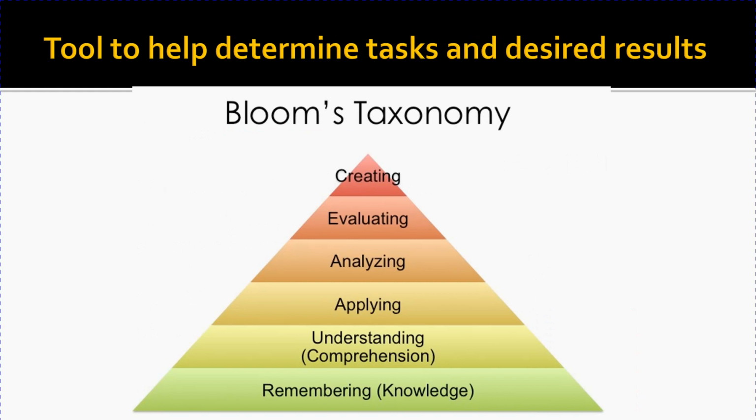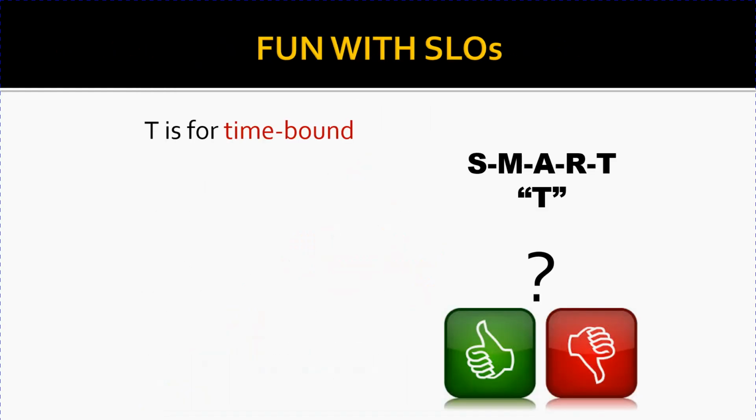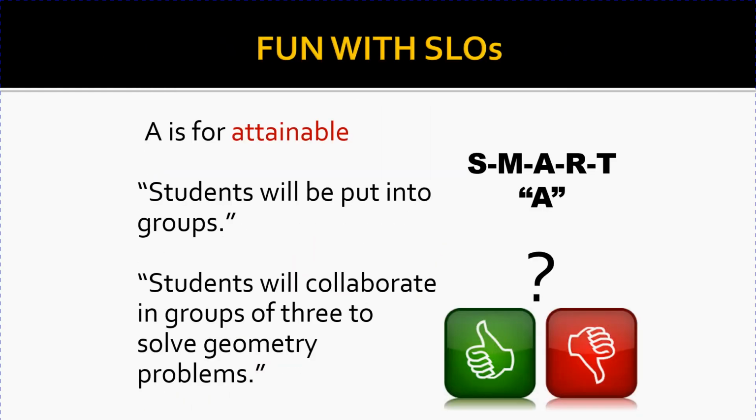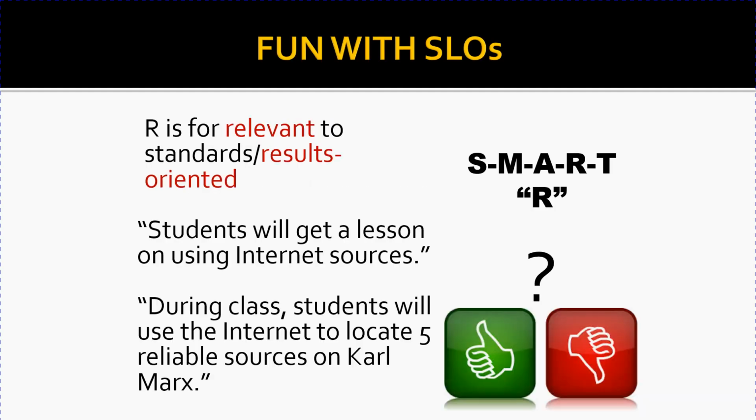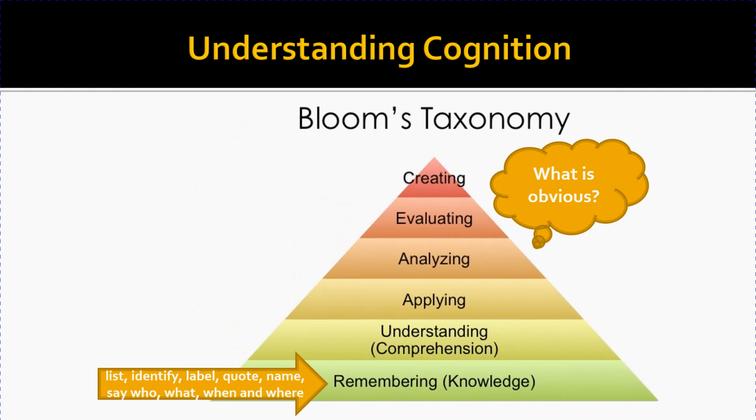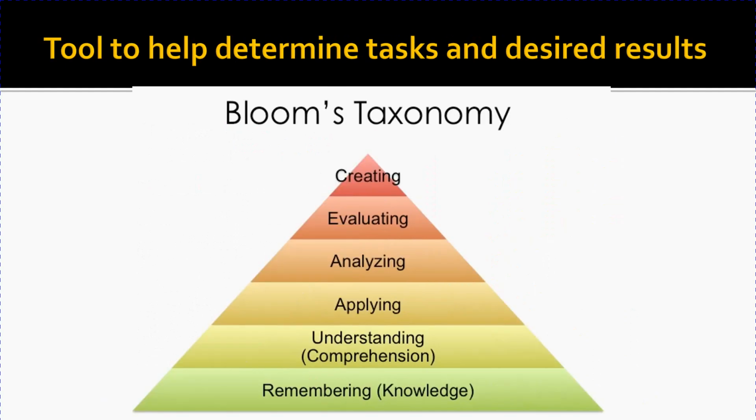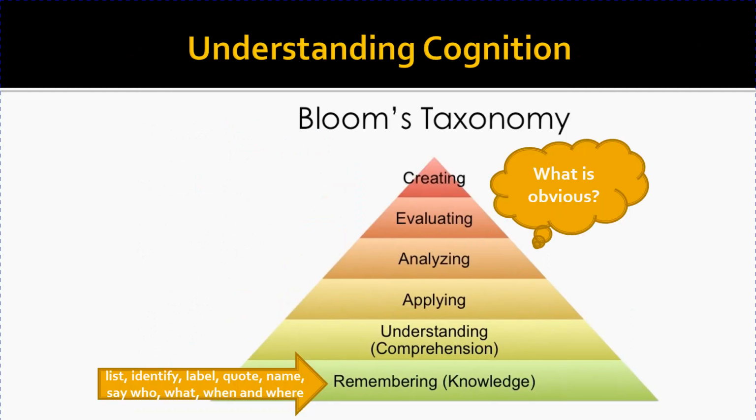So the last thing I want to show you is how Bloom's can help you write these, right? Because we want them to be attainable, and we want them to be relevant, and we want them to be time-bound. But what language do we use? And this is designed to help you here. If you have students list or identify or label, you're asking them in your student outcome to perform something toward the bottom of Bloom's taxonomy, and that is fine.